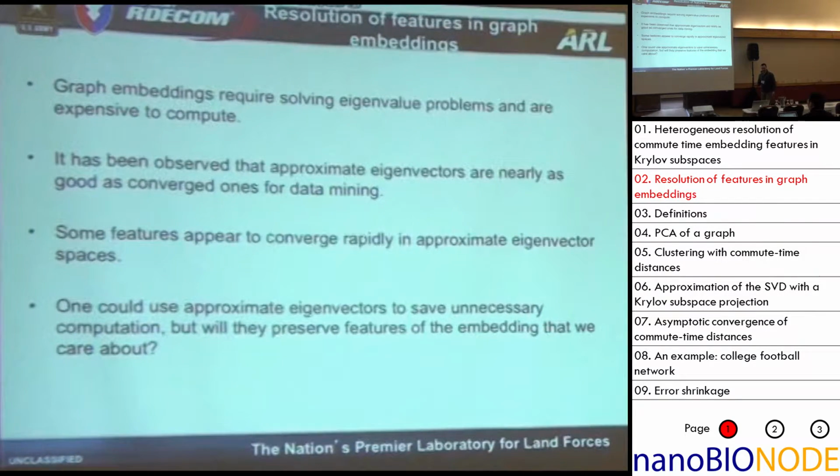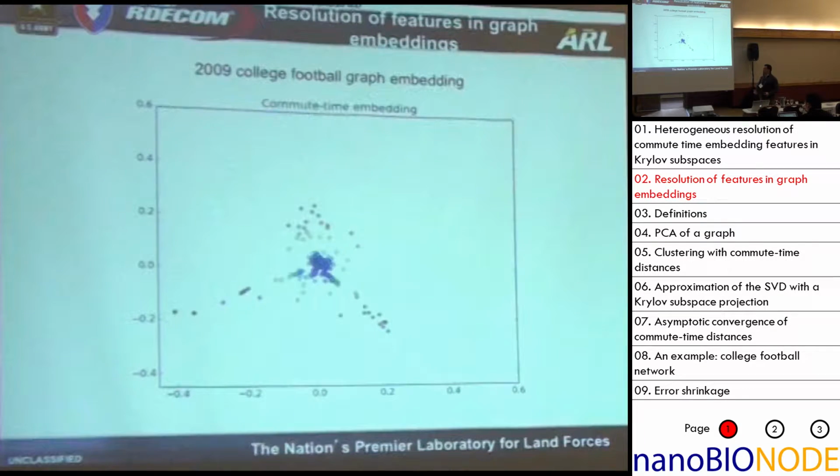Okay, so let's look actually at an example of heterogeneous resolution, and I'll bring up this example graph which I've plotted in the first two dimensions of the commute time embedding. And we see that there's this well-connected clump in the middle. This corresponds to 2009 college football network. So teams which played each other have an edge connecting them. And this corresponds to all of the FBS schools.